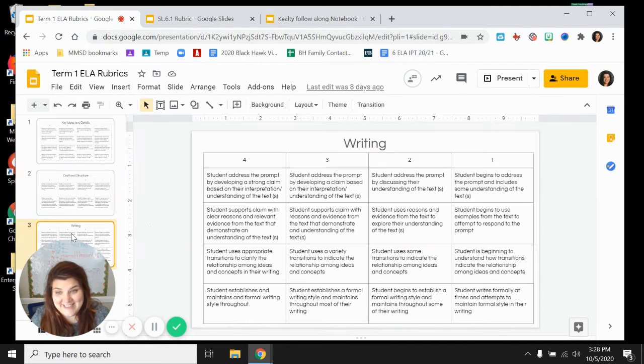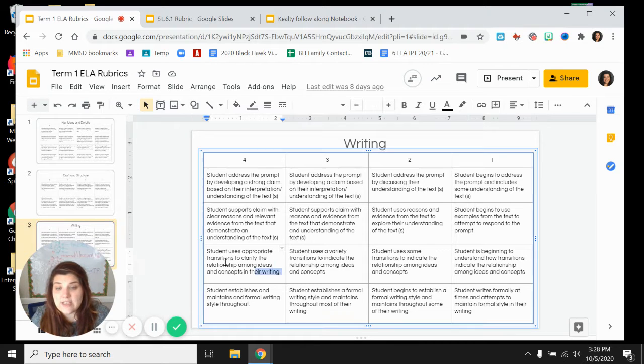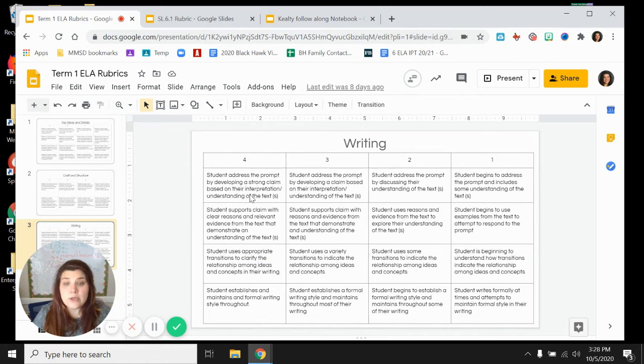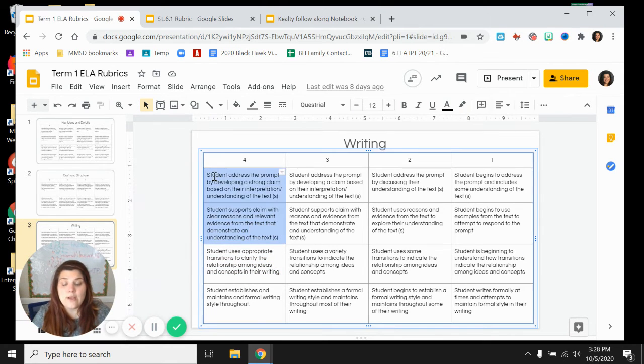Moving on. Writing is something we're going to be grading a lot. So once we get down to the end of the term, down here where it says student uses appropriate transitions, we're going to be looking for transition words like first, next, last, all those things that we're going to talk further about in class. The most important thing for you to think about right now are these 2 rows in the 4 column.